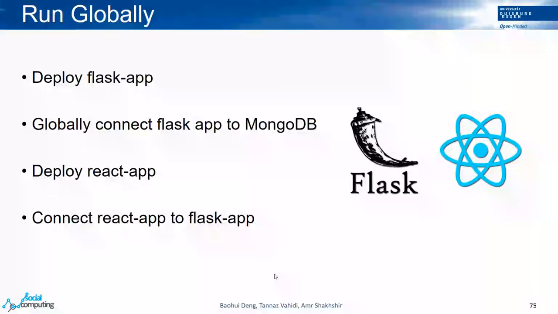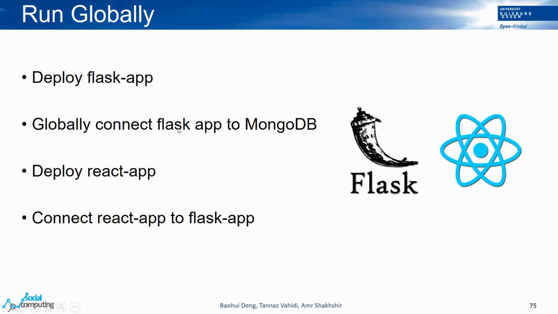Before starting, I want to mention the main tasks that we need in order to get our project deployed. First, we need to deploy our Flask application. Then we will create a global Mongo database and connect it to our Flask application. After that, we will deploy our React application. And finally, we will connect our React application to the Flask application.